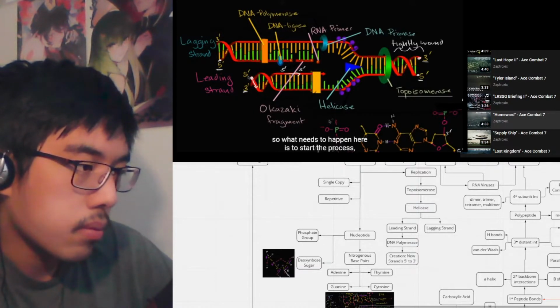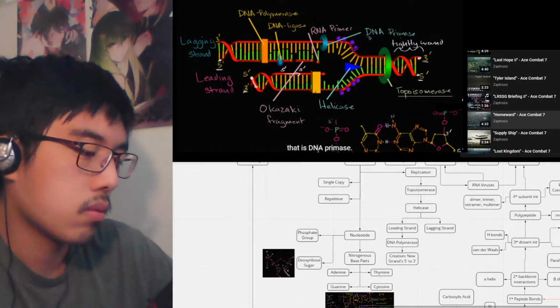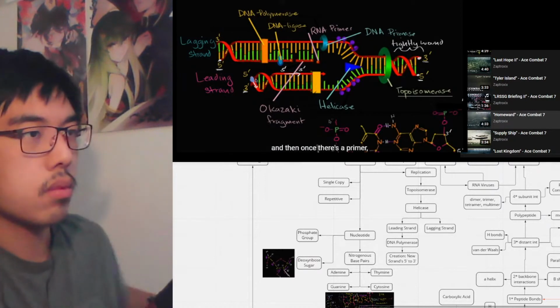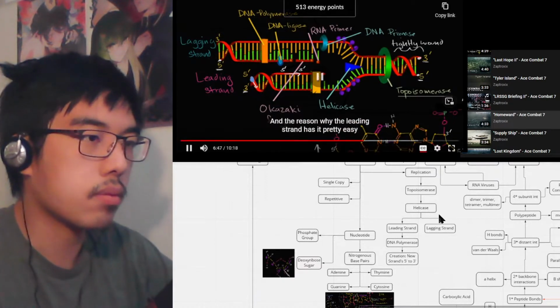So what needs to happen here, to start the process, is you need an RNA primer. The character that puts down an RNA primer is DNA primase. We'll talk a little bit more about these characters up here on the lagging strand. But an RNA primer will be added here. And then once there's a primer, DNA polymerase can just start adding nucleotides at the 3' end.